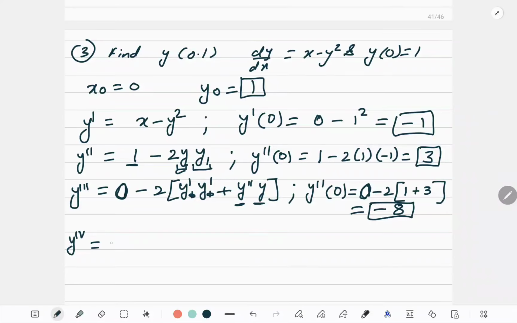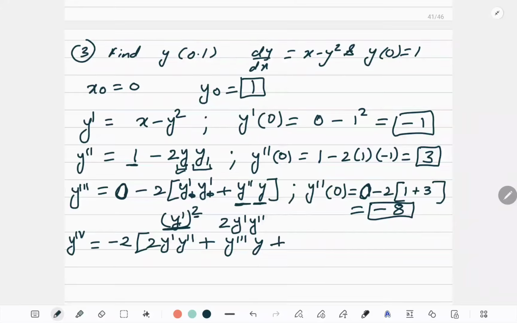of how to do the differentiation. Minus 2, now see, this is y dash whole square. So how will you differentiate this? First you differentiate the square, so 2 y dash. Then by the chain rule, the differentiation of y dash is y double dash. So this will come as 2 y dash y double dash plus y triple dash into y here plus y dash into y double dash. Okay.